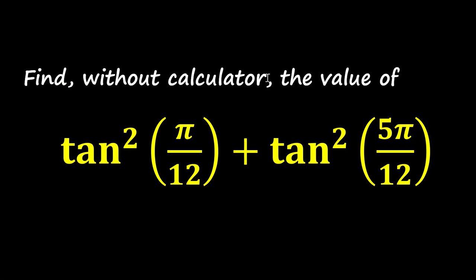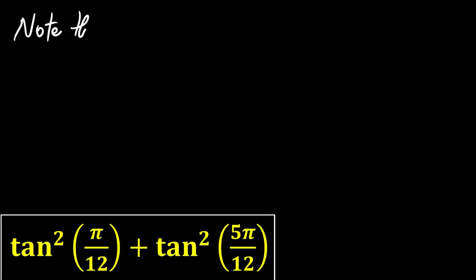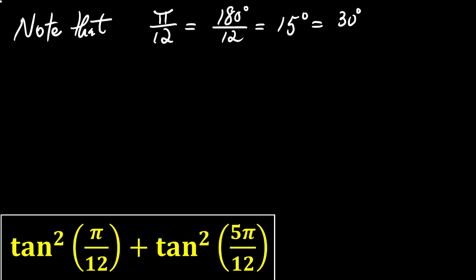Today we will find the value of this tangent sum without using a calculator. We'll begin with a geometric approach, then explore 3 alternative methods for deeper insight. First, let's consider the given expression, tangent squared of pi over 12 plus tangent squared of 5 pi over 12.